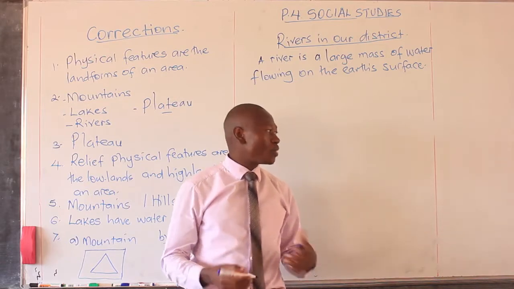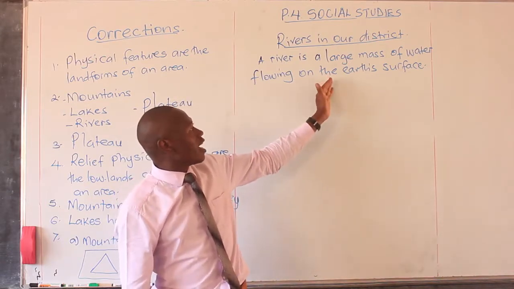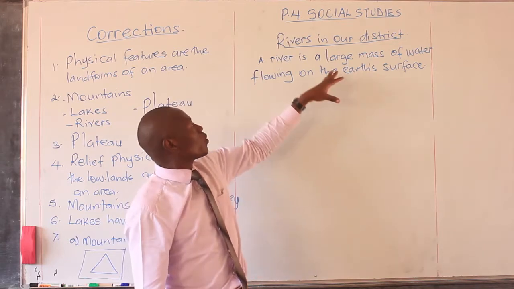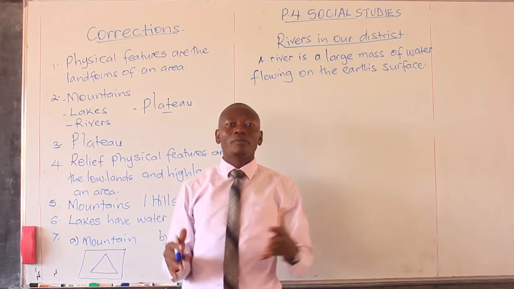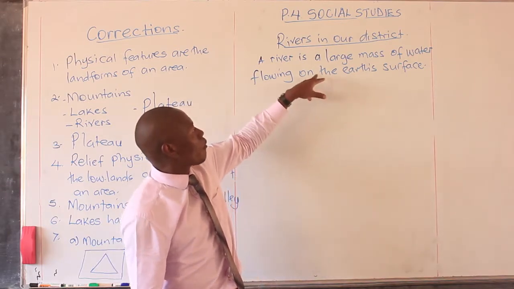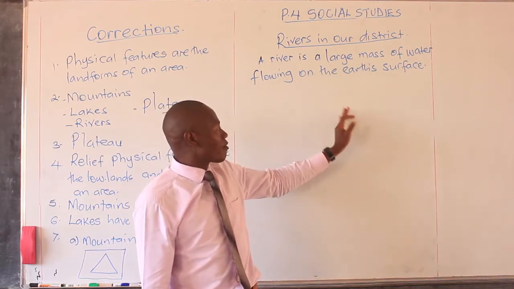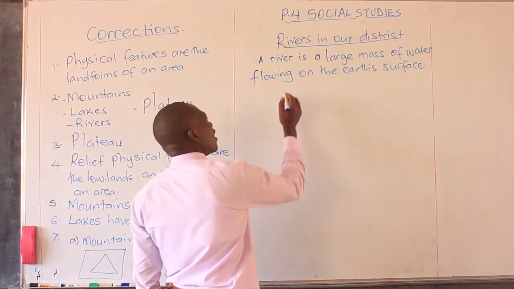We say water flows, but it depends on how much it's flowing. Is it little? Is it much? When you see a large mass of water, this time you shall not see a stream, a large mass of water flowing on the earth's surface, we call that a river. And in Uganda we have very many rivers.